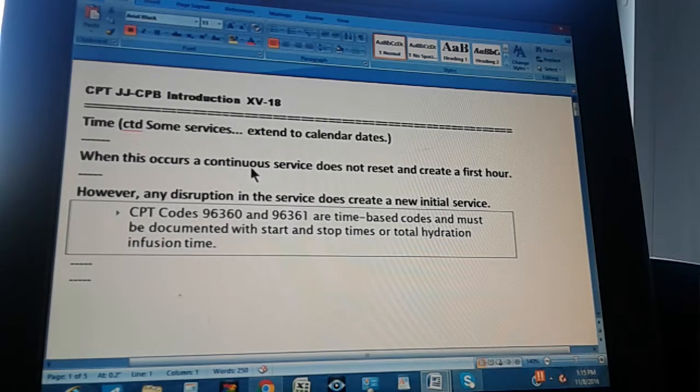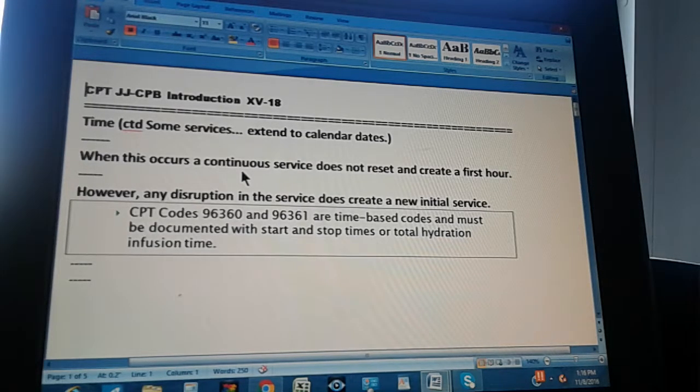When it goes from one day to the other, meaning a different calendar date, you just continue as if it is just more time on the same day. You don't restart it to zero. However, any disruption in the service does create a new initial service. If you interrupt it for some reason, if you stop it, then when you start all over again, it's a new initial service.